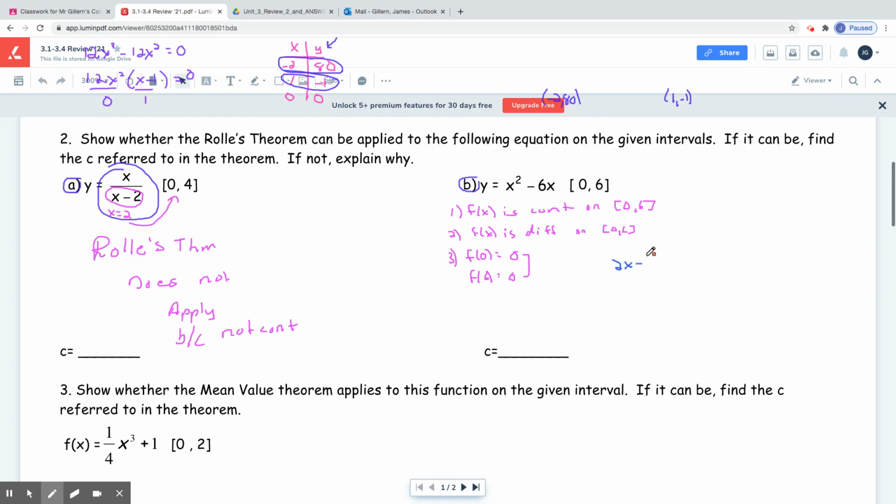So we do 2x minus 6 equals 0. X equals 3. And there's our answer. And 3, just check to make sure 3 is on the interval. It is. All right, so that's Rolle's. All right, remember I said there's 2 of them. One of them probably works. One of them probably doesn't work.